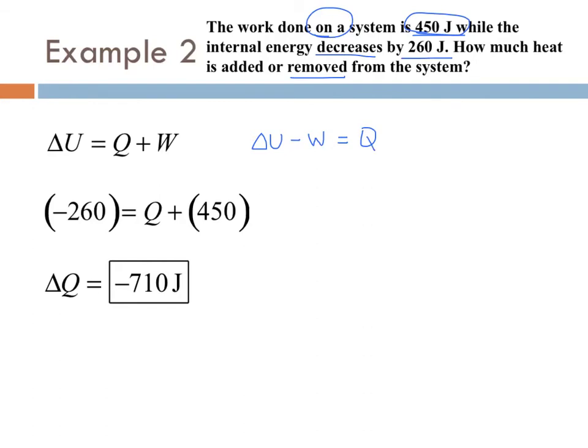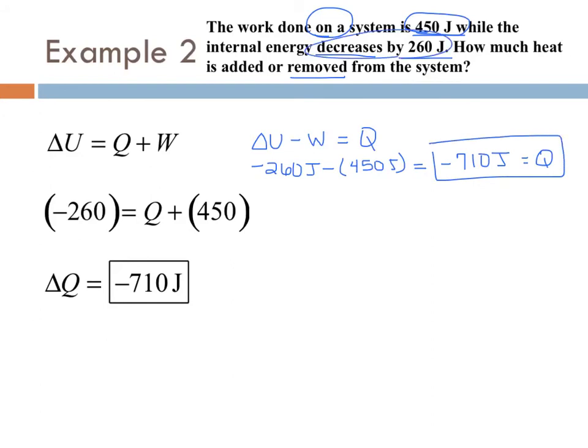Again, here we have our decrease in internal energy, which is negative 260, minus the work done by the gas, and there is no work done by the gas. There's work done on the gas, so this is a positive 450 joules, gives us a negative 710 joules of heat that we need to remove in order to achieve this decrease of 260 joules.